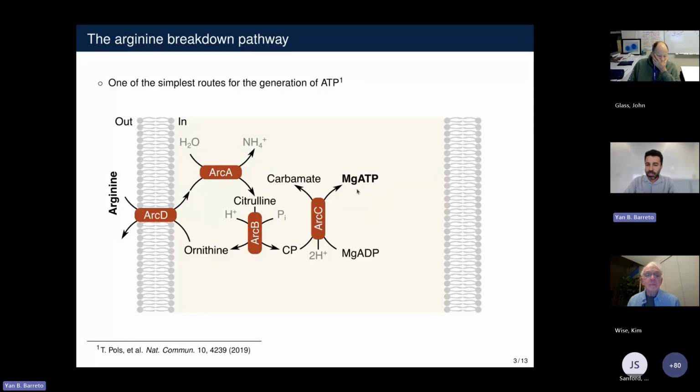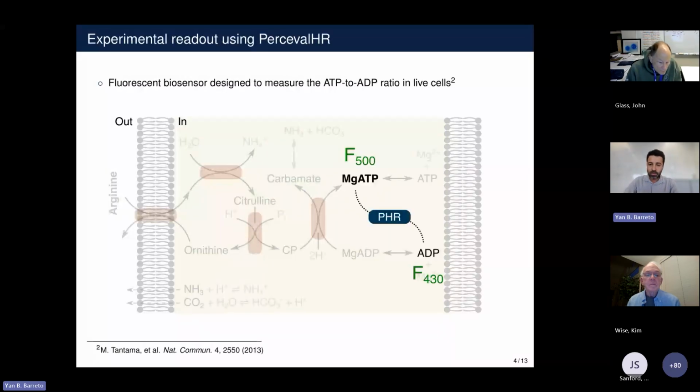We have reconstituted the system inside vesicles, and we managed to measure ATP formation. To measure this, we use PercevalHR. Perceval is an artificial probe that binds to magnesium ATP and also free ATP and emits light in the form of fluorescence. Then we can measure the 500 and the 430 signals. By taking the ratio between these 2 signals, we have a proxy for the ATP to ADP ratio. This way we can measure the ATP to ADP ratio inside the vesicles over time.